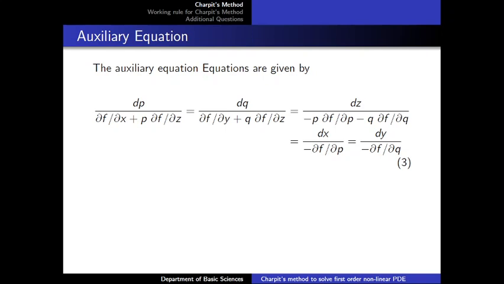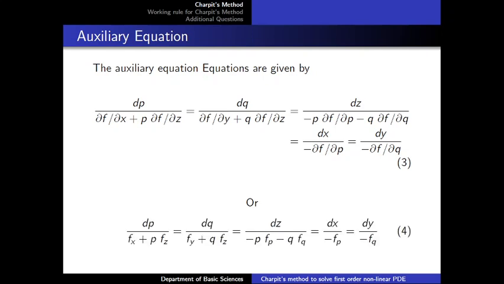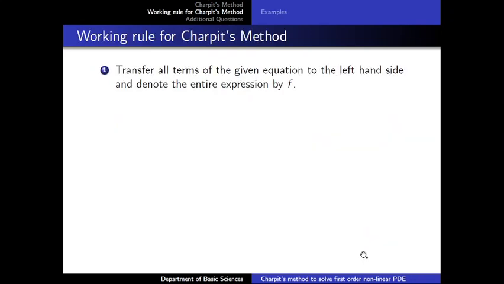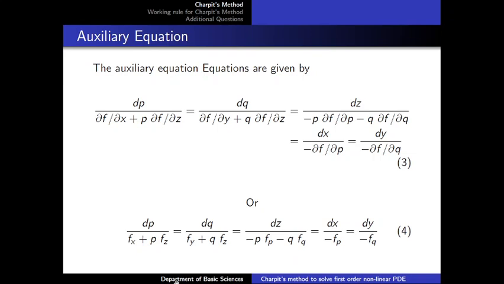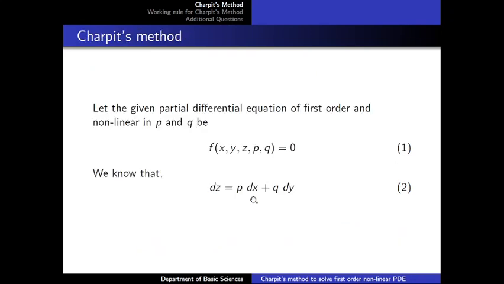We can write the same using another notation as dp divided by fx plus p fz equal to dq divided by fy plus q fz equal to dz divided by minus p fp minus q fq equal to dx divided by minus fp equal to dy divided by minus fq, where fx, fy, fz, fp and fq are obtained from equation 1 by differentiating f partially with respect to x, with respect to y, with respect to z, with respect to p and with respect to q respectively.